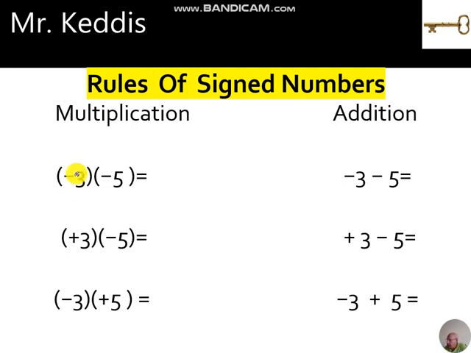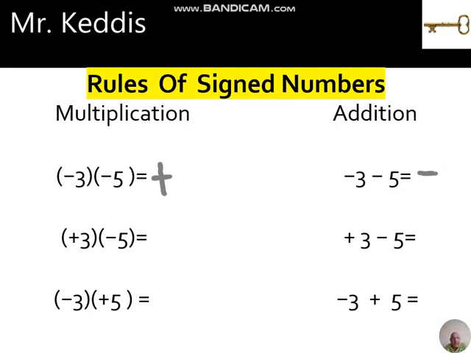In multiplication, when you have both signs negative, the sign becomes positive. In addition, when both signs are negative, the sign stays negative. The sign in addition means I lost. I lost $3 and I lost 5 means I lost 8, and negative means I lost. I add the numbers.